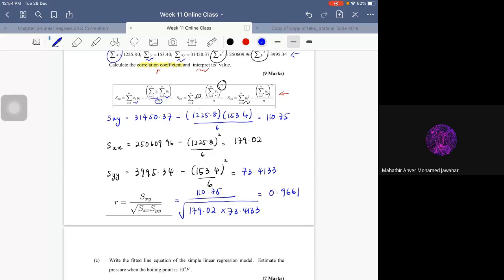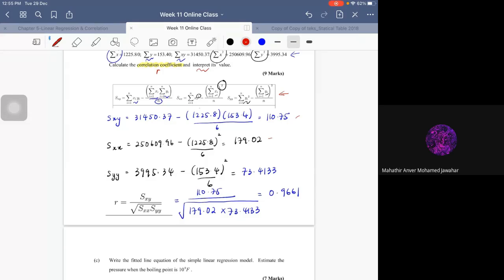But for these two, why are they in terms of 2 decimal places? Because that's what the calculator gives you. It's actually 110.7500 or 179.0200. So that is why we only use 2 decimal places. But if a calculator gives you 4 or more, you have to take at least 4 decimal places.